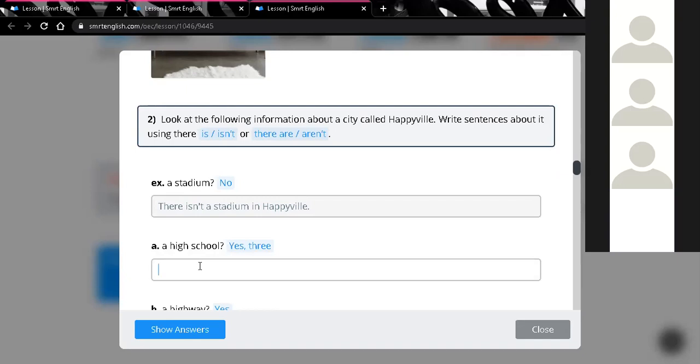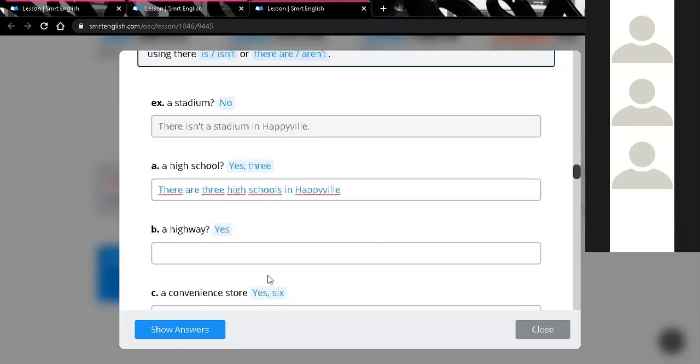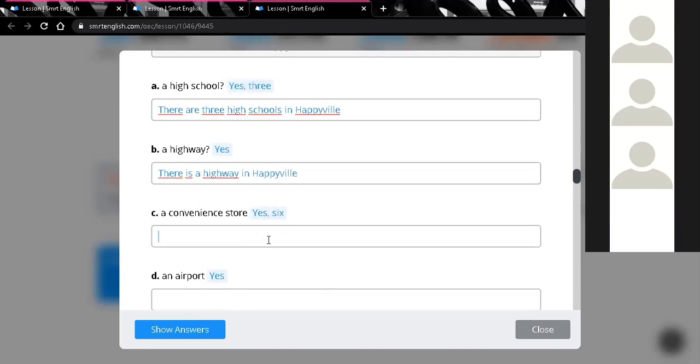There are 3 high schools in Happyville. Very good. Highway, yes. There is a highway in Happyville. Very good. Convenience store, yes, 6. There are 6 convenience stores in Happyville. Very good.